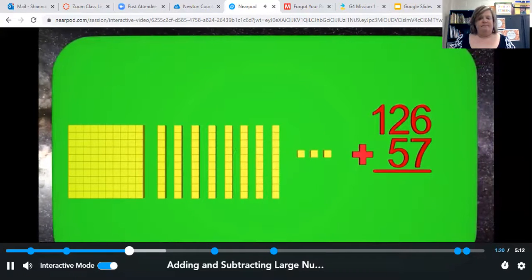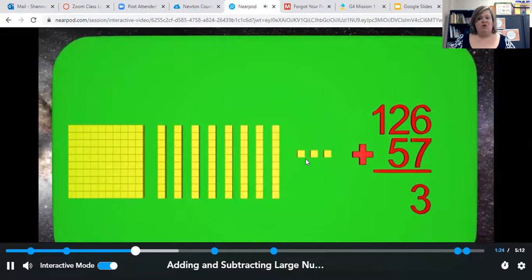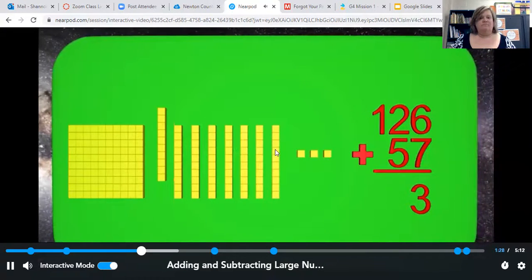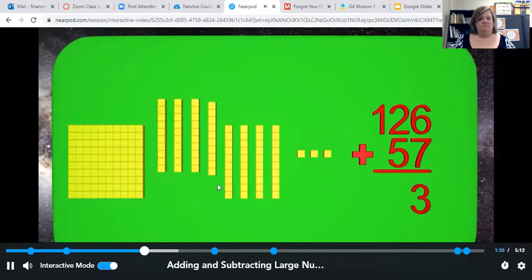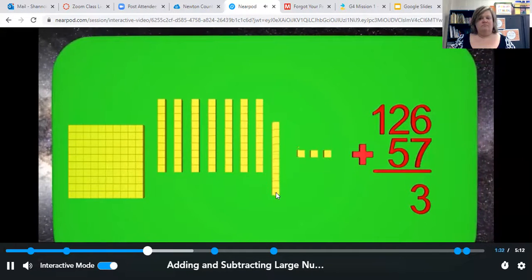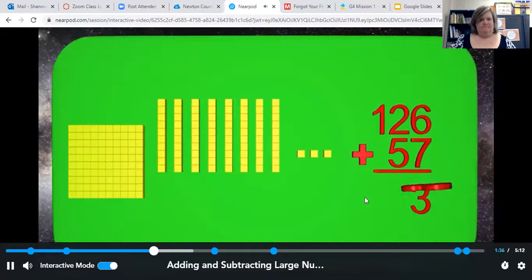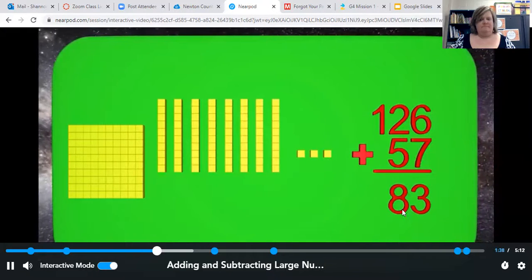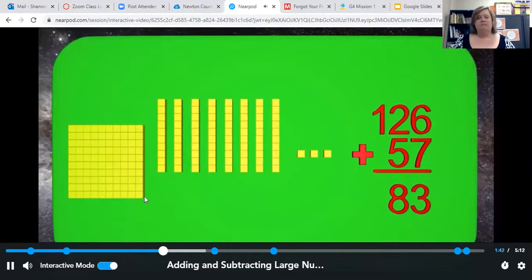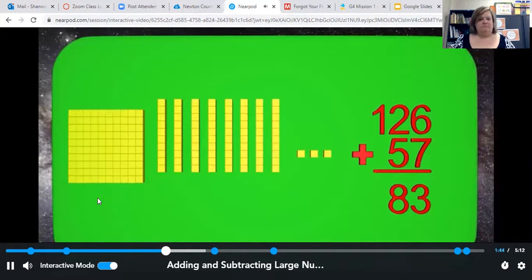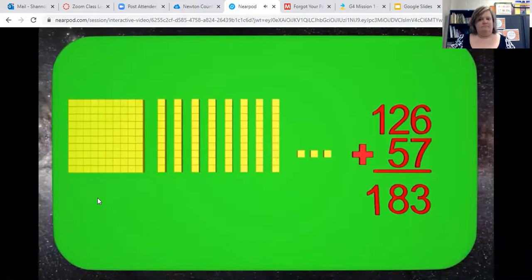Now how many ones do I have? 3. I have 3 ones. Now we count the tens. We have 1, 2, 3, 4, 5, 6, 7, 8. So we write the 8 in the tens place. Now we look at our hundreds place. How many hundreds blocks do we have? 1. So we put the 1 down here.